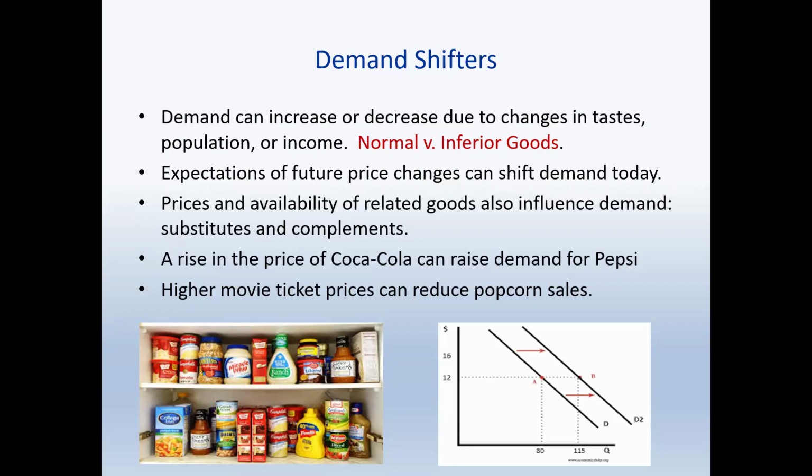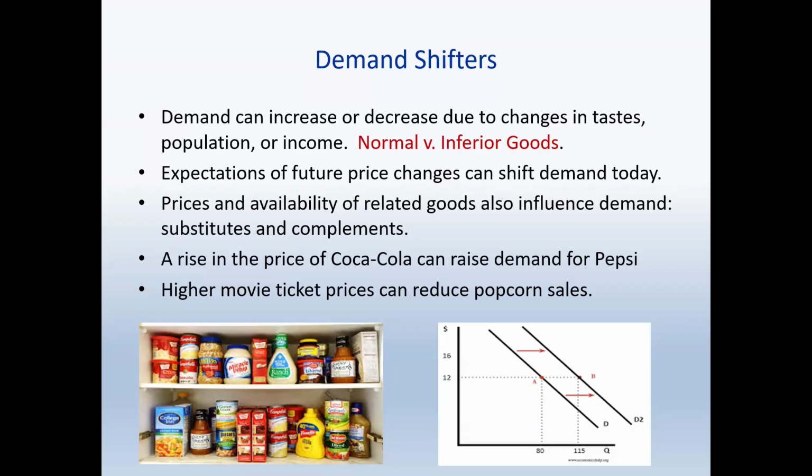Income is a little bit trickier. Most goods are normal, which means that if our income increases, we're going to buy more of them. You could think of most goods like groceries, vehicles, or entertainment. As your income increases, you're likely to buy more of those things.